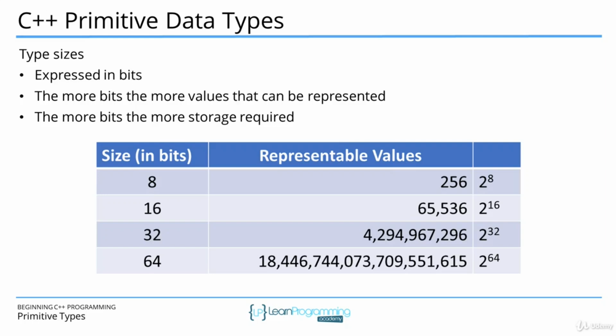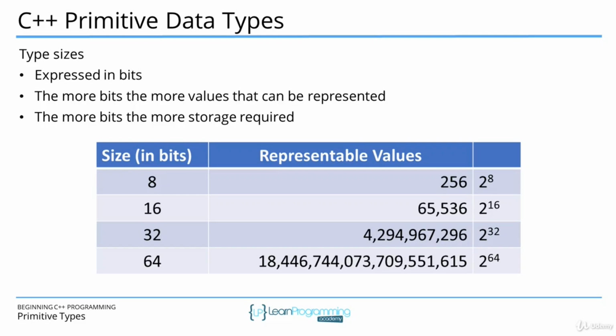As you know, computers store information using a binary representation which consists of zeros and ones. And these fundamental type sizes are expressed in bits. The more bits allocated to a type, the more unique values that can be represented. Also, the more bits, the more storage that's necessary to represent that type in memory.